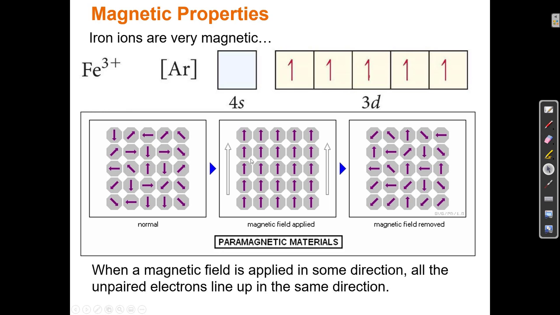But if I apply a magnetic field to that substance, these electrons are able to move. So they'll line themselves up with the magnetic field. A magnetic field gives all of these single electrons a direction to point. And so they'll all point in the same direction. And when they do that, it creates a magnetic force. And so then this substance would be attracted to a magnet. If I remove the magnetic field, all of those electrons relax and start pointing in their own random directions again.